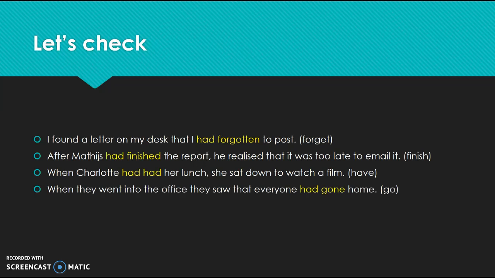Final sentence. When they went into the office, they saw that everyone had gone home. Again, we already had a past simple which was went, hence why go needed to become had gone, which is the past perfect simple. We have had and gone, which is the past participle of go.